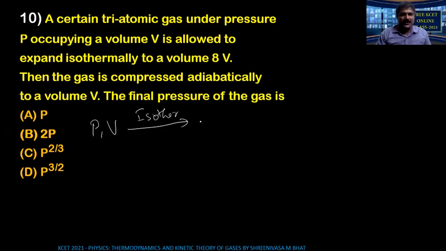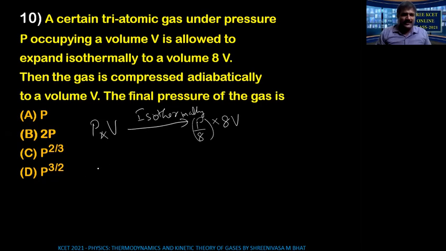Isothermal expansion. So the final pressure we don't know. The initial volume is V, initial pressure is P. So P1 V1 equals P2 V2. So finally, what happens to the pressure? The volume is 8V, so the pressure must be P by 8. Isothermally means the initial product PV and the final product should also be PV only. So the final pressure in the isothermal process is P by 8, volume is 8V.